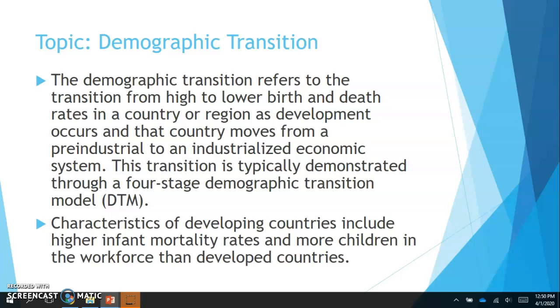We're also going to just review demographic transition really quick. So demographic transition is the transition from high to lower birth and death rates in a country or region as development occurs, and as that country moves from pre-industrial to an industrialized economic system. So we call this the demographic transition model. Typically there's 4 stages. There's a 5th stage technically, but we don't really go over the 5th stage so much. So we're going to focus on the first 4 stages. And then the characteristics of developing countries include higher infant mortality rates and more children in the workforce than developed countries.